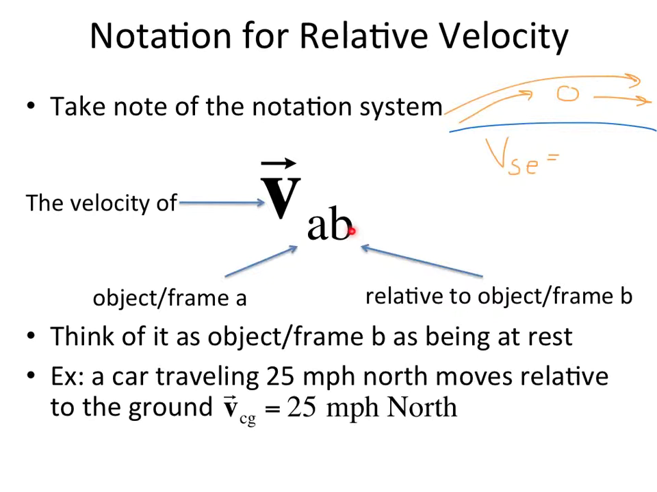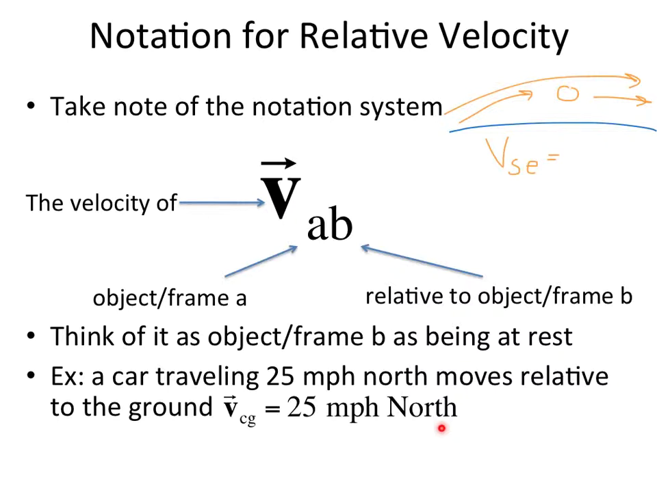Okay? So if a car travels 25 miles per hour north, it moves relative to the earth or relative to the ground. So you might illustrate it this way. Velocity of the car to the ground, that's CG. Again, these A and B right here are just placeholders. They can be anything. Invent your own initials, if you will. In this case, C is for car and G is for the ground. So the velocity of the car with respect to the ground is 25 miles per hour north. And that's what that vector would be right there, that relative motion vector.